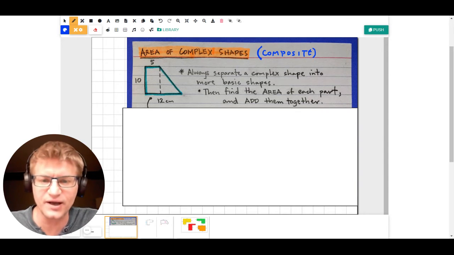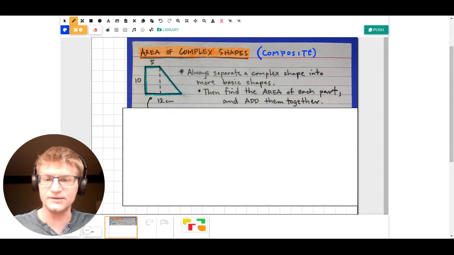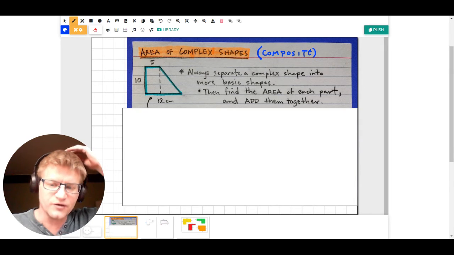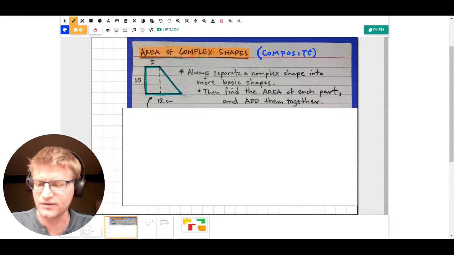So you always separate a complex shape into more basic shapes if you want to find out how big it is. And this happens all the time. When you want to figure out how big something is, you find situations where you don't have a perfect shape, where things are some combination of other shapes. So you break them down into smaller parts.